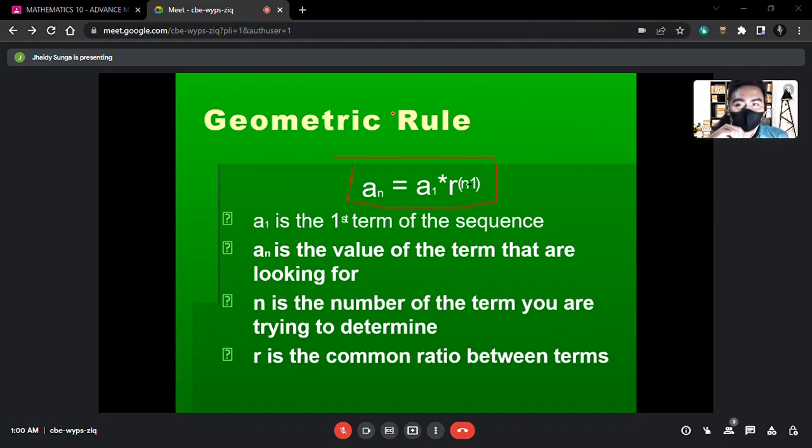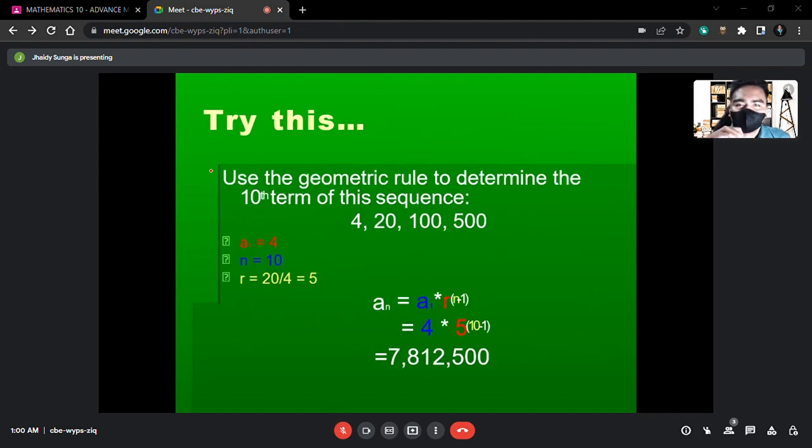That's the formula. So let us try some examples. We have the sequence 4, 20, 100, 500. So the formula would be a sub n is equal to a sub 1 times r, raised to n minus 1. That's the formula. Pardon, it's a bit messy.